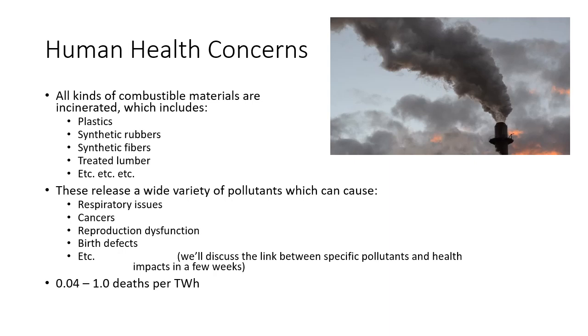But they can range anywhere from respiratory issues like asthma, bronchitis, the exacerbation of pre-existing issues like emphysema or asthma. You can have cancers, reproductive dysfunction, birth defects, all of that stuff. We'll talk about all of that, especially within the context of dioxins and heavy metals in our atmospheric pollutant and aquatic and terrestrial pollution unit. So I'll hold off on that for now. And then the death rates are 0.04 to 1 deaths per terawatt hour, which isn't the highest among our energy sources by any means. That is definitely still going to be coal, followed by oil, biomass, and then natural gas. But this lags not too far behind natural gas.